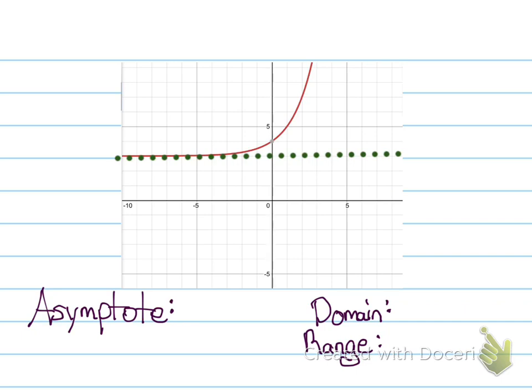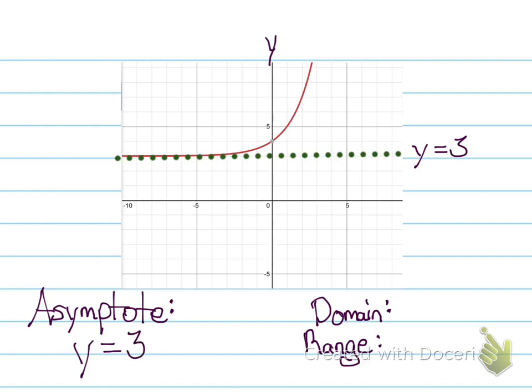That's my asymptote. So I will look and see, where does this asymptote cross over the y-axis? And remember, this is the y-axis. As you can see, it crosses it through the number 3 on the y-axis. So therefore, my asymptote is y equals 3.